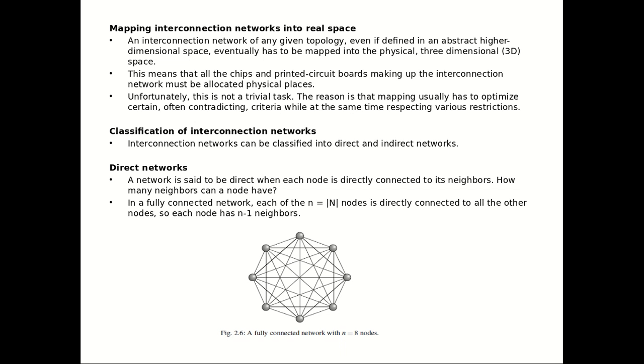The reason is that mapping usually has to optimize certain, often contradicting, criteria while at the same time respecting various restrictions. So, classification of interconnection networks can be into direct and indirect networks. Now, what are direct networks? A direct network is basically a network in which each node is directly connected to its neighbors. How many neighbors can a node have? In a fully connected network of n nodes, each node is directly connected to all other nodes. So each has n minus 1 neighbors.